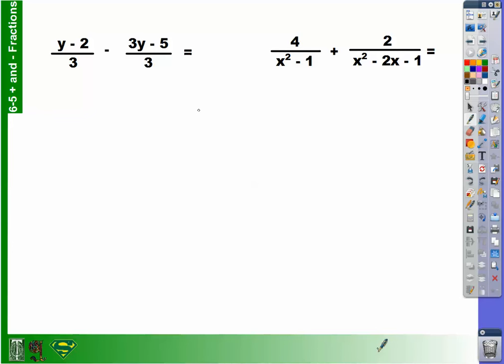So let's take a look at our first example. We have y minus 2 over 3 minus 3y minus 5 over 3. Now, the first thing I notice is I have common denominators. The denominator is 3. So I don't need to do any conversion whatsoever, because you can only add or subtract when you have common denominators. Since they're common, I don't have to convert. So really, I know right off the bat that my answer is going to have a 3 in the denominator.